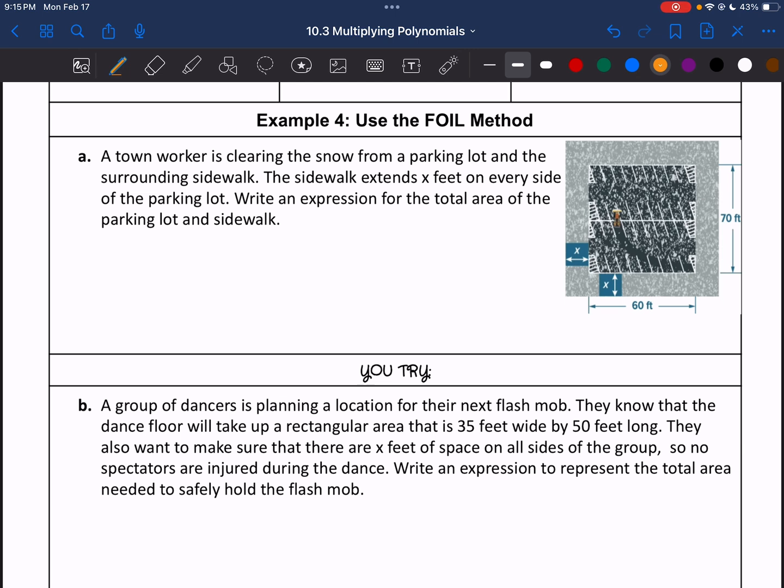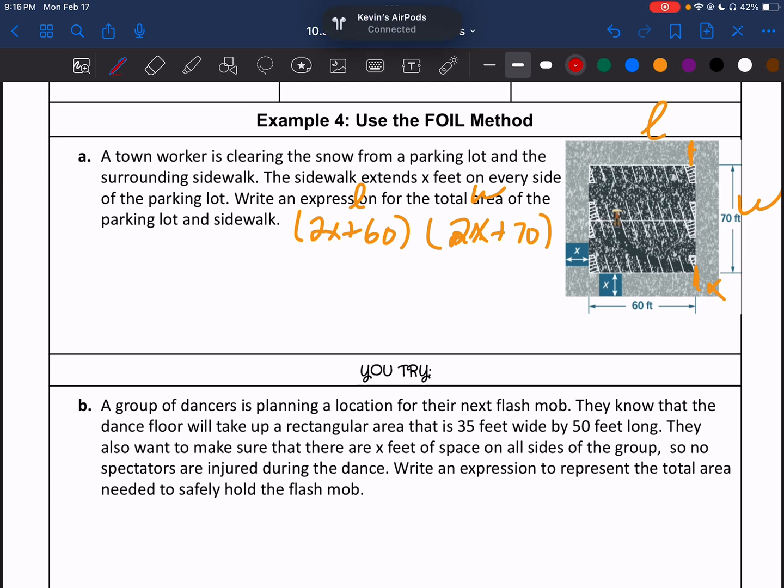Well, we know area is length times width. We've got some measurements here, but we know that this piece and this piece are both x, as we see in the little drawing there. So if we're talking about the total length, it's going to be 60 plus 2 x's, right? So 2x plus 60 is the length. Our width is going to be 70 plus 2x, or 2x plus 70, which we can now multiply.